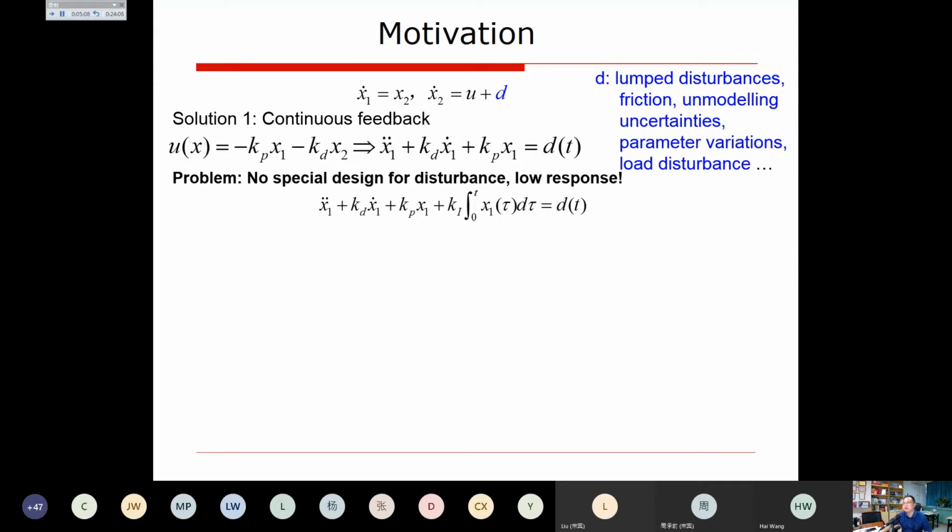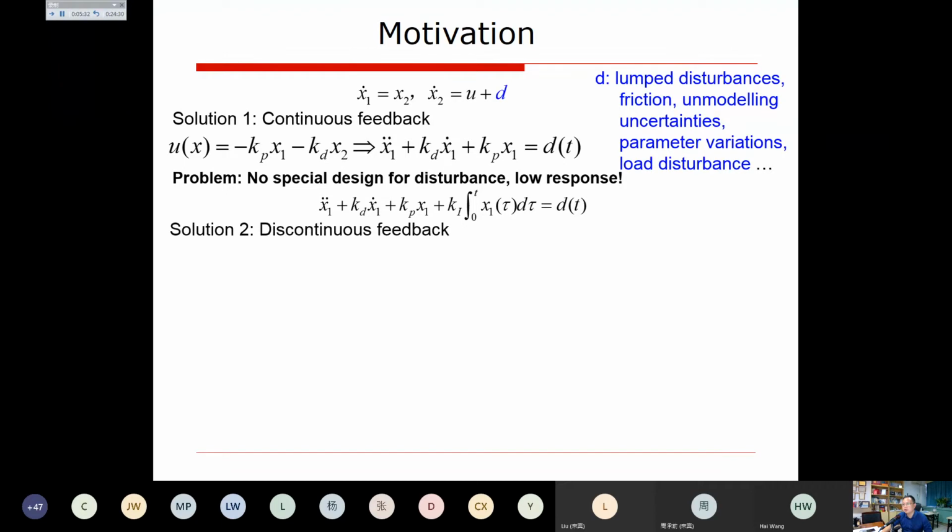The reason is that there's no special design for disturbance. And also the normal feedback control has no response for rejecting the disturbance. Because there's no information for the disturbance, no modeling for the disturbance, it cannot handle the disturbance well.